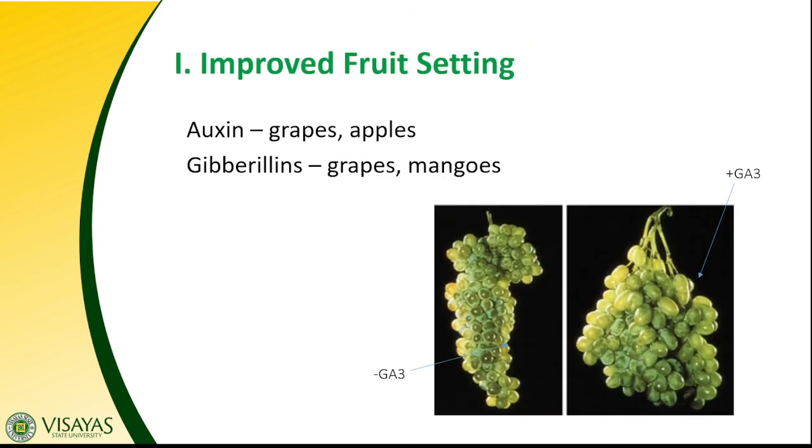And another practice is improving fruit setting, particularly the use of auxin for grapes and apples, and gibberellins also for grapes and mango. This picture here is without GA, and this is with application of GA for grapes. So we can see that there are bigger fruits in those applied with GA or gibberellins.